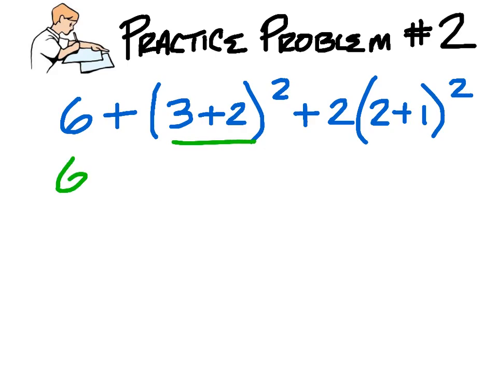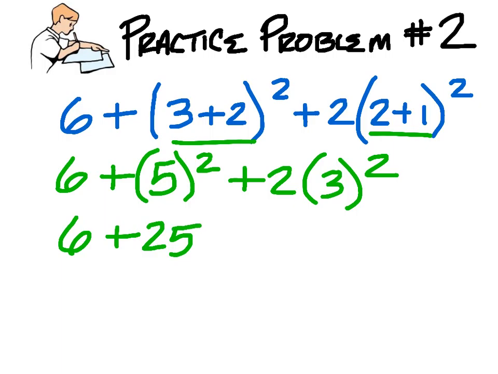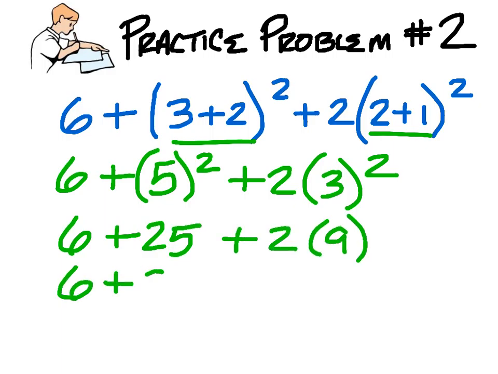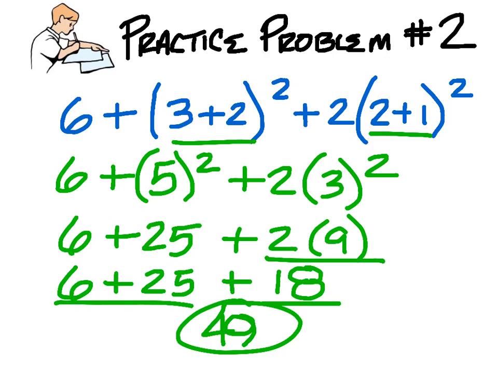On the practice, do 3 plus 2 first to get a 5, and then 2 plus 1 to get 3. Square both of those. That's 25, and this is 9. Take care of this multiplication here, which is 18, and now you just add them up. 31 plus 18 is 49.